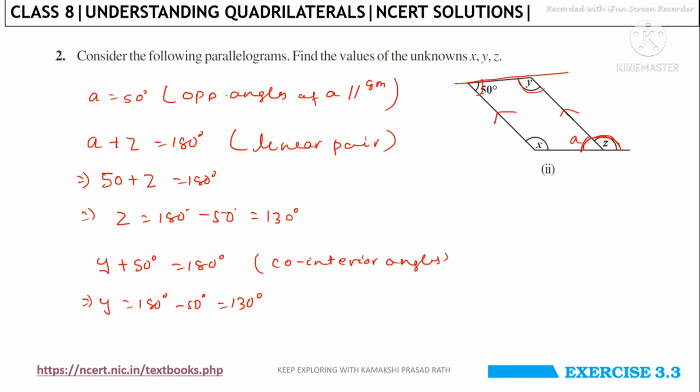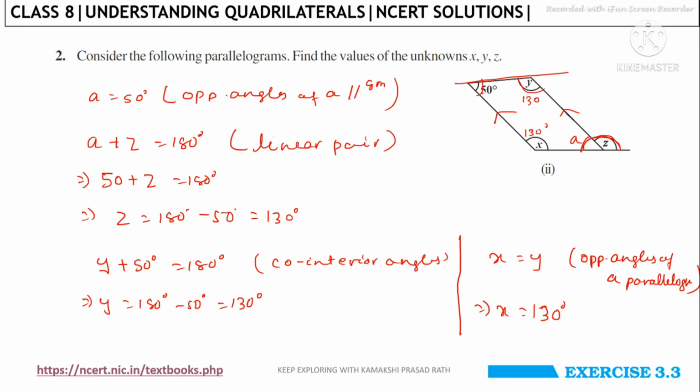Now you can see here, since y is 130 and we know x is also equal to y, same thing, opposite angles of a parallelogram. So here x will also be equal to 130 degrees. So y is 130, x is also 130.